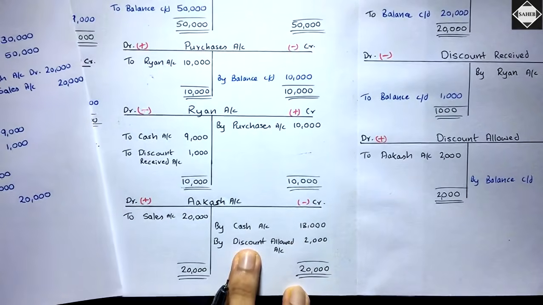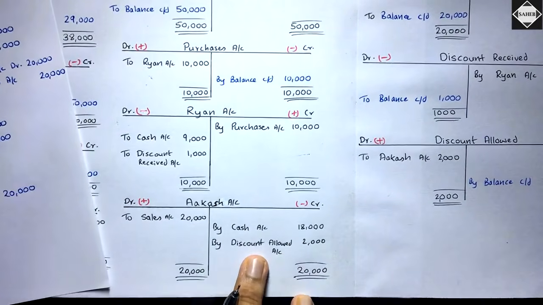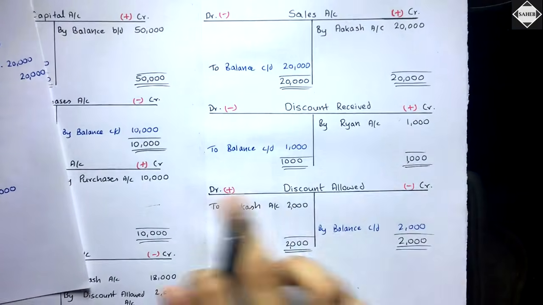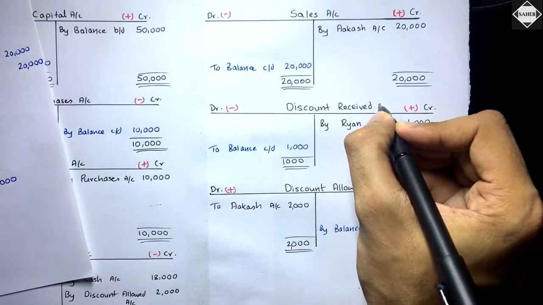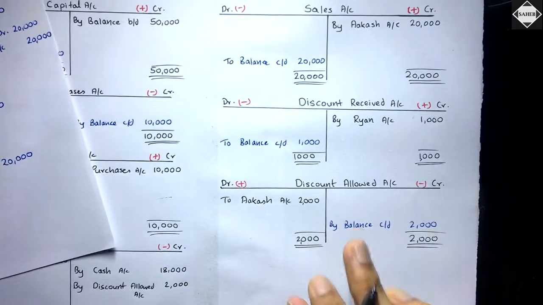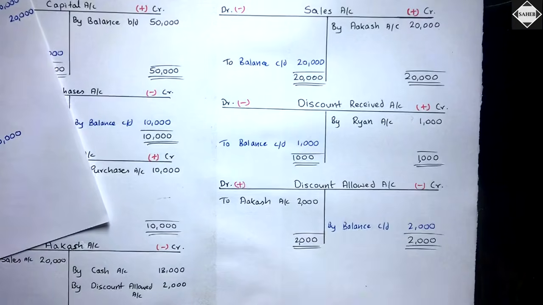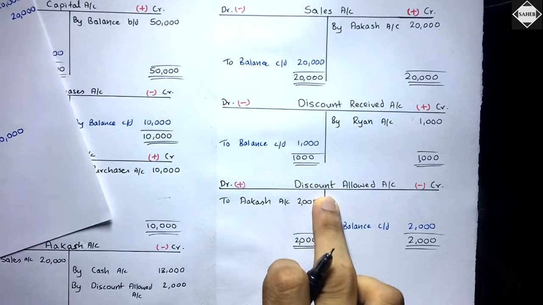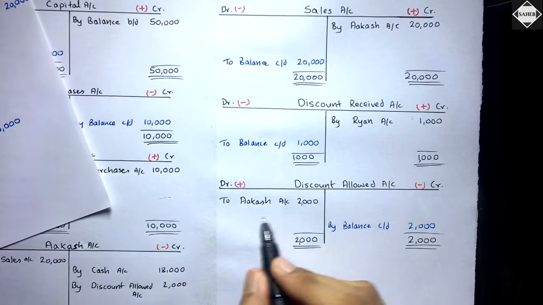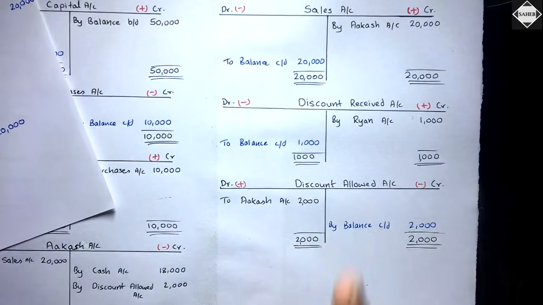To show the other effect of this, discount allowed, what you have to do, go to the discount allowed account. Yeah, open a new discount allowed account. Open it. Discount allowed account. Yeah. So discount allowed account, and what you have to do, discount allowed is an expense. It's a loss. We are losing the money, isn't it? So you have to record this. You have given the discount to whom? To Akash. So discount allowed is an expense account.